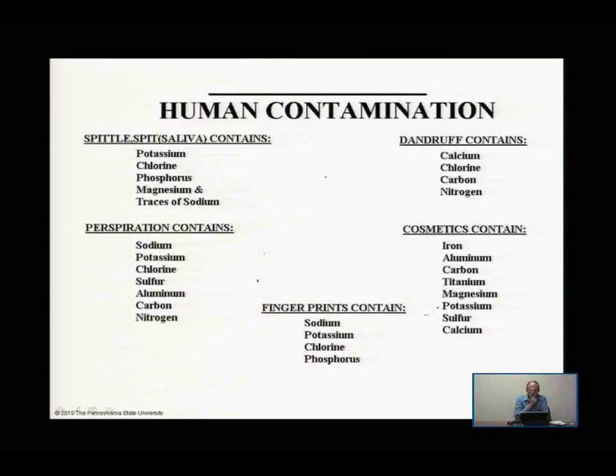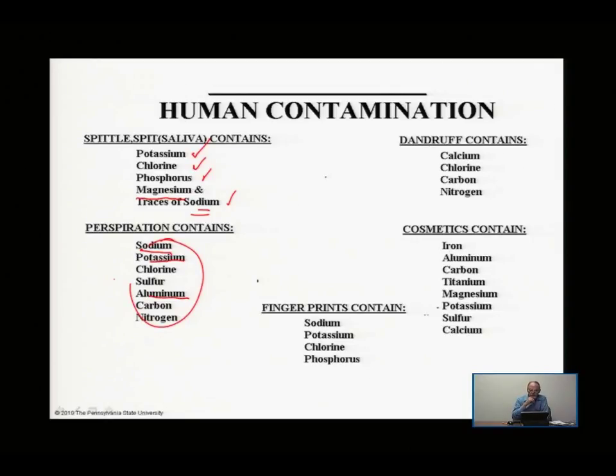So just looking a little bit more at human contamination, spittle, or whether you call it spittle or spit, saliva, that contains potassium. We mentioned potassium when we were talking about mobile ions. Contains chlorine, phosphorus. Here's another possible source of mobile ions. Sodium, we talked about, big source of mobile ions. Respiration, look at these. Sodium, mobile ions, potassium, mobile ions. You've got possible mobile ions. Lots of different impurities here that come from perspiration.